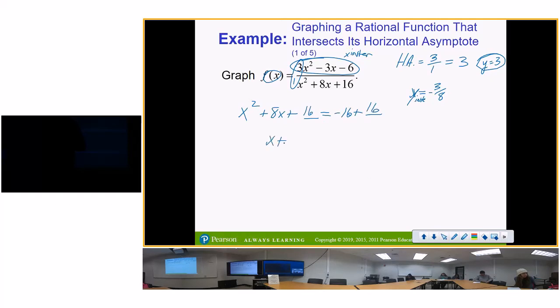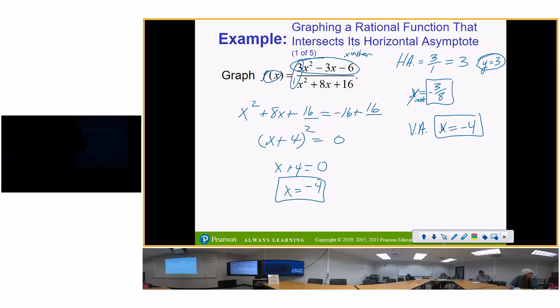X plus what? 4 quantity squared is equal to 0. X plus 4 square root is 0. Somebody put that in the calculator. X is equal to negative what? 4. So our vertical asymptote is x is equal to what? Negative 4.